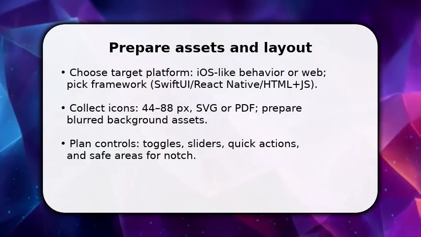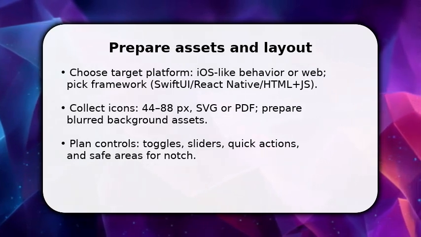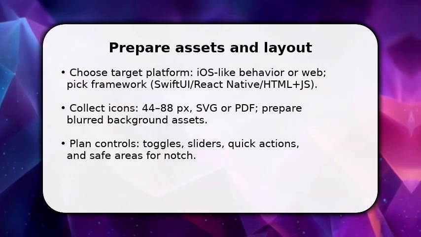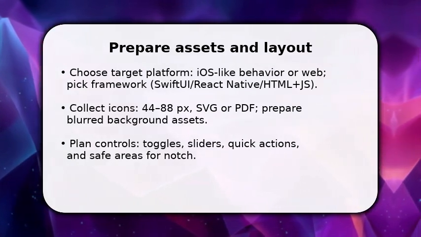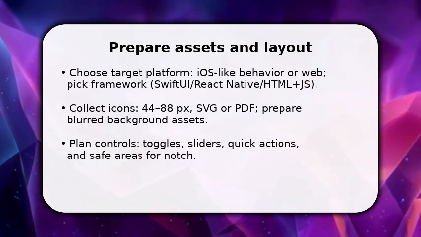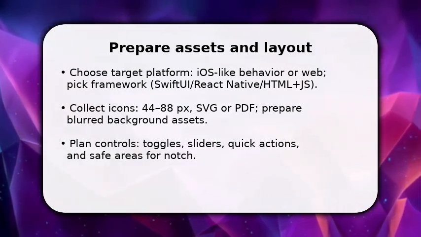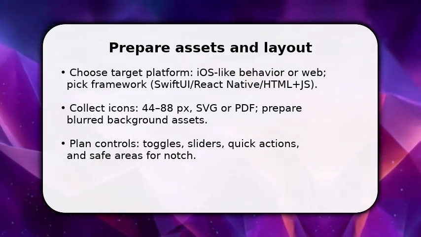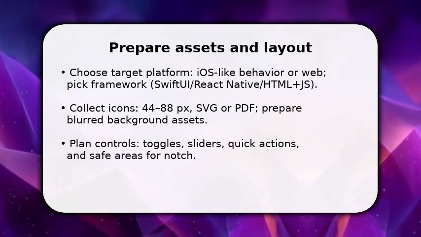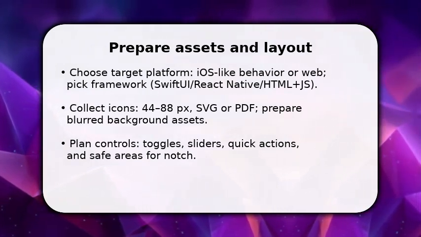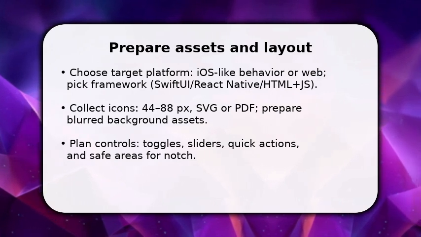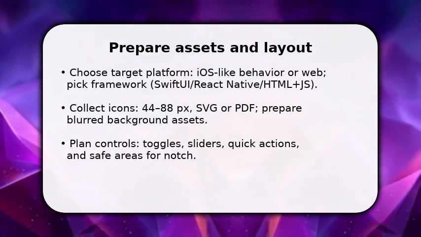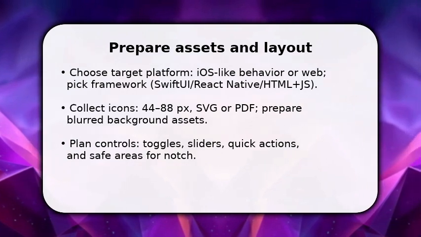You start by gathering what matters: UI kit, icons, and the framework you'll use. Decide SwiftUI for native feel or React Native for cross-platform. This affects available components and performance. Once done, export 44 by 88 px icons as SVG/PDF and make blurred background images at 2x density. Make sure to map out safe areas and the grid for control sizes so touch targets stay at least 44px. This prepares you to build a responsive, touch-friendly control panel right away.